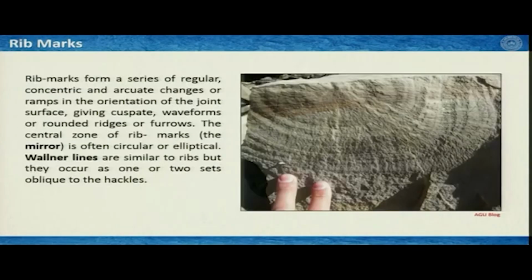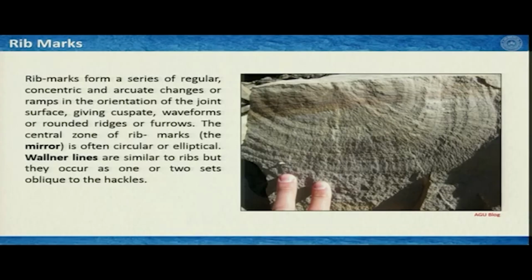Now, rib marks form a series of regular, concentric and arcuate changes or ramps in the orientation of the joint surface, giving some sort of cuspate waveforms or rounded ridges or furrows. The central zone of rib marks, or you can call it the mirror, is often circular or elliptical. Now, there is another terminology, ulnar lines, and these are similar to the ribs, but they occur in one or two sets oblique to the hackles.